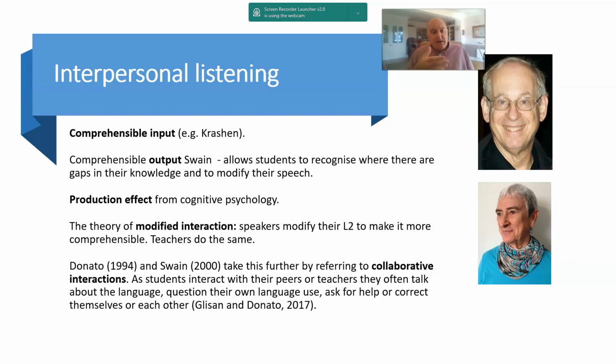Then if we go down through the history, nearer to the modern time, we get something called the theory of modified interaction. In other words, speakers need to modify their output to make it comprehensible, and this helps with acquisition. So Donato, for example, and Merrill Swain then talked about collaborative interactions. As students interact with their peers or teachers, they often talk about the language, they question their own language use, and so on. So, we need input, we also need output. Input and interaction, they're some of the fundamentals.